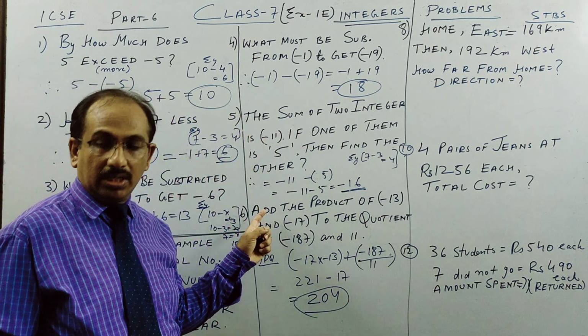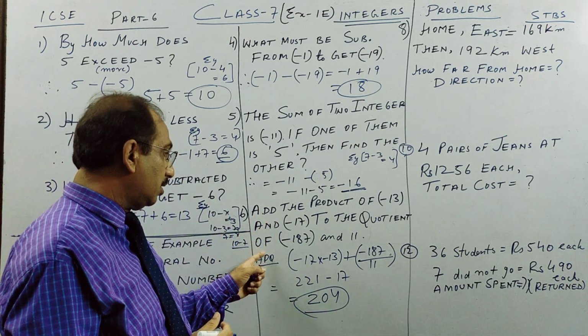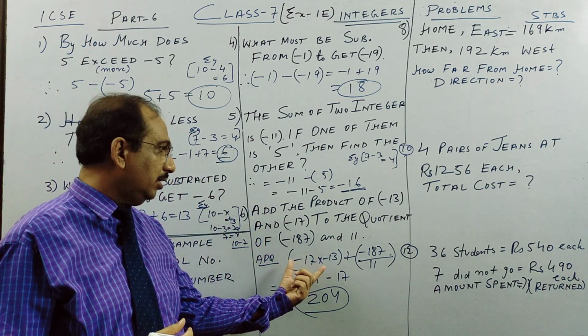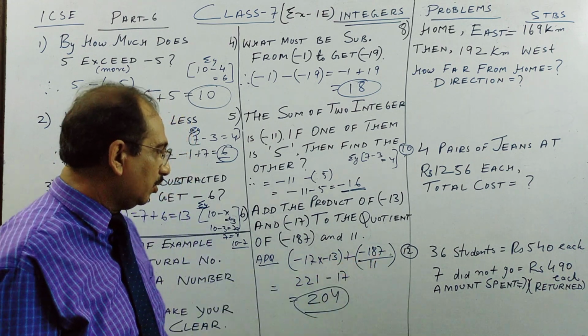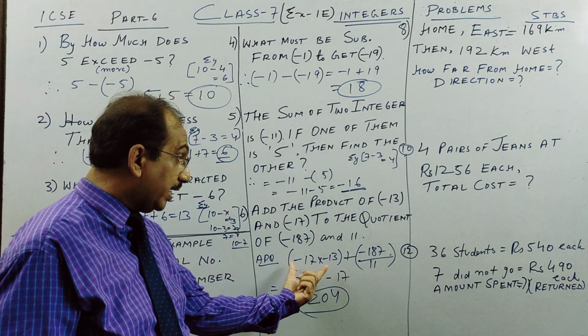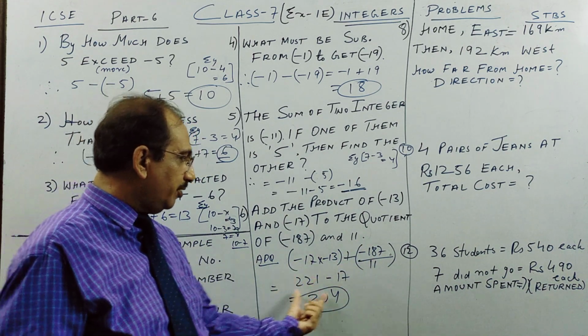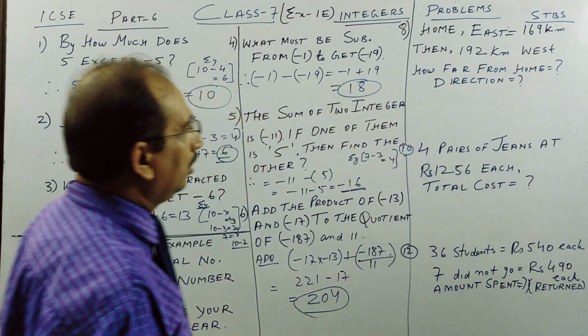Once more, I am converting English language into a mathematical equation. The product of two numbers, add that to this divided by 11. Quotient of this with this means you divide. Here we get minus 17, here we get plus 221. So we subtract.